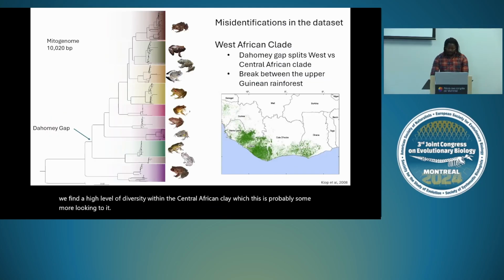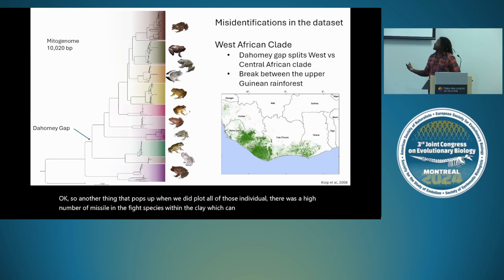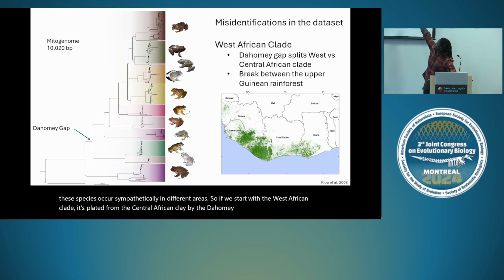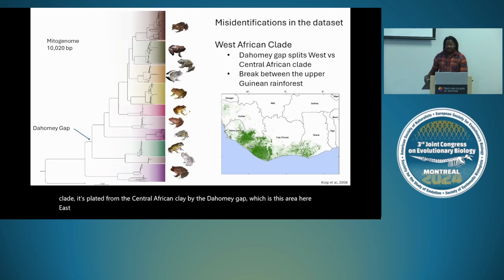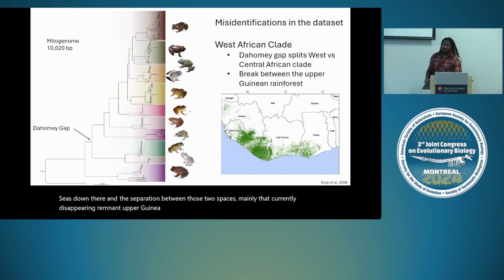Okay, so another thing that pops out when we plot all of those individuals is a high number of misidentified species within the clade, which can happen because most of these species occur sympatrically in different areas. So if we start with the West African clade, it's split from the Central African clade by the Dahomey Gap, which is this area here east of Ghana. And then within the West African clade, there's also a second split, which generated those two species down there. And the separation between the two species is mainly the currently disappearing remnant Upper Guinea rainforest in the southern Ivory Coast.